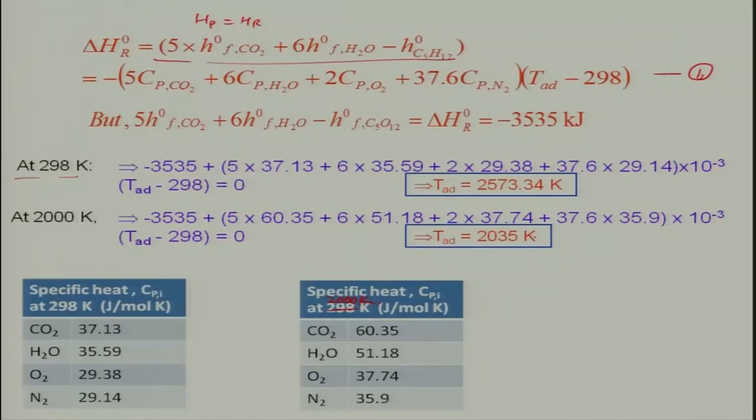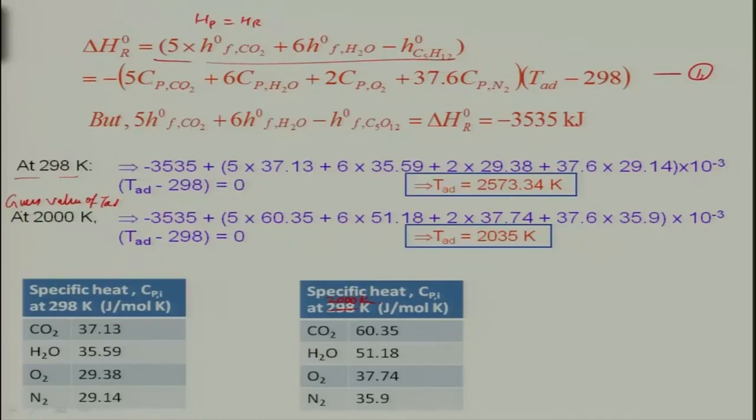Now, it is very close. Otherwise you can make a linear interpolation. If the temperatures are nearby, you can do that; with 298 Kelvin and 2000 Kelvin you cannot do a linear interpolation. If you have guessed, let us say, 1800 Kelvin and 2000, there is a difference, one is higher and one is lower, and you can do linear interpolation if the interval is small. Let us say you are not happy with 2035 Kelvin, and you guessed 2000. This is the guess value of temperature, T adiabatic.